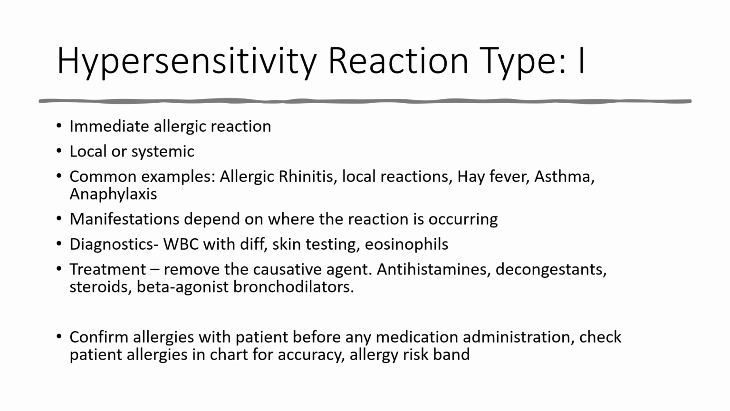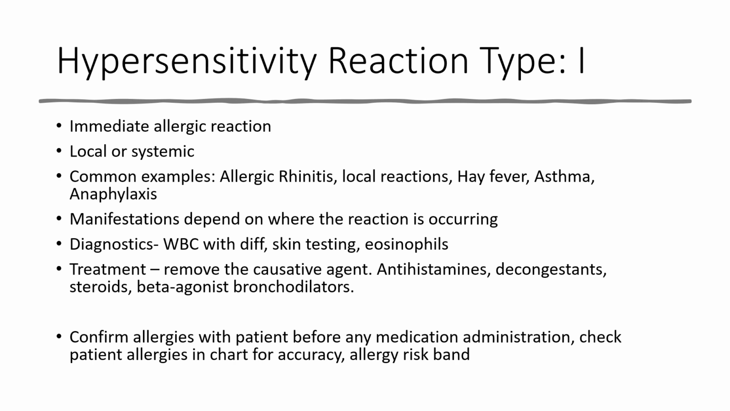So hypersensitivity reaction type 1. So this is rapid or immediate. So it's a rapid or immediate allergic reaction. There can be local or an atopic reaction or a systemic reaction. The most common is that allergic rhinitis or hay fever, or a local reaction, so like those local hives. So the most severe is going to be your anaphylaxis, which is that systemic response.